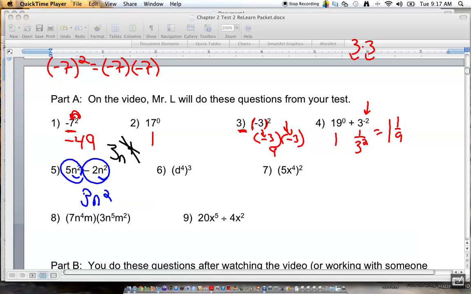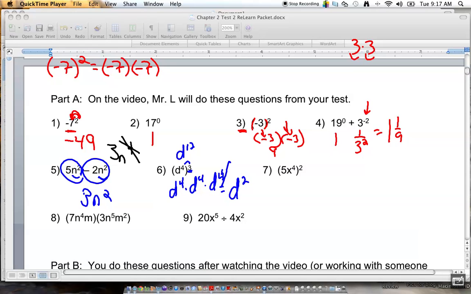Number 6, d to the 4th to the 3rd. There are 2 ways to remember this. The first is when I raise a power to a power, I multiply. D to the 12th. Ultimately, that's the way we would like everybody to remember this. But in the beginning, it might help to remember that the cube means to use it as a factor 3 times. So some kids want to write d to the 4th times d to the 4th times d to the 4th. The only hitch here is 4 plus 4 plus 4 is 12.